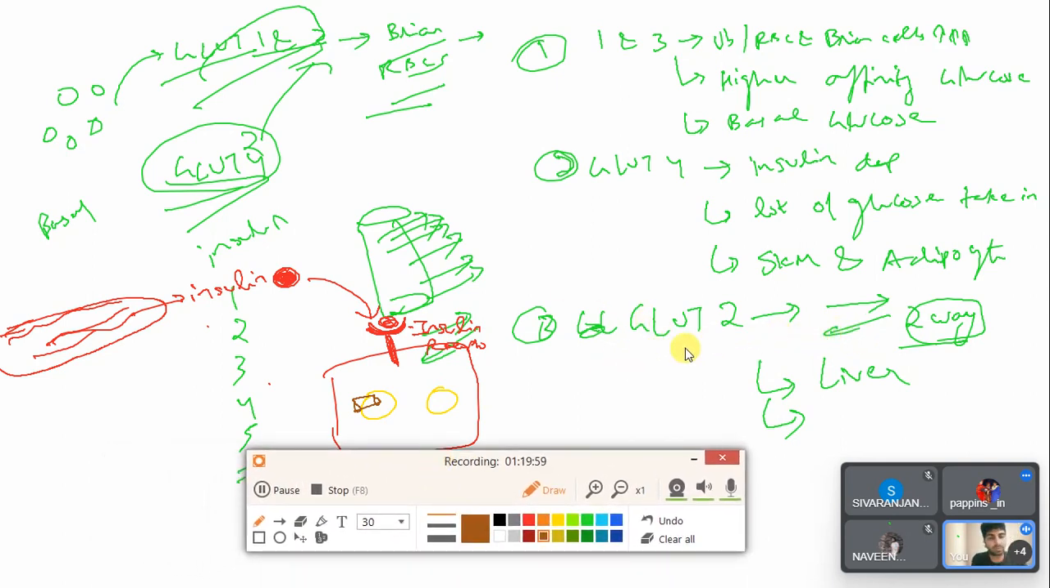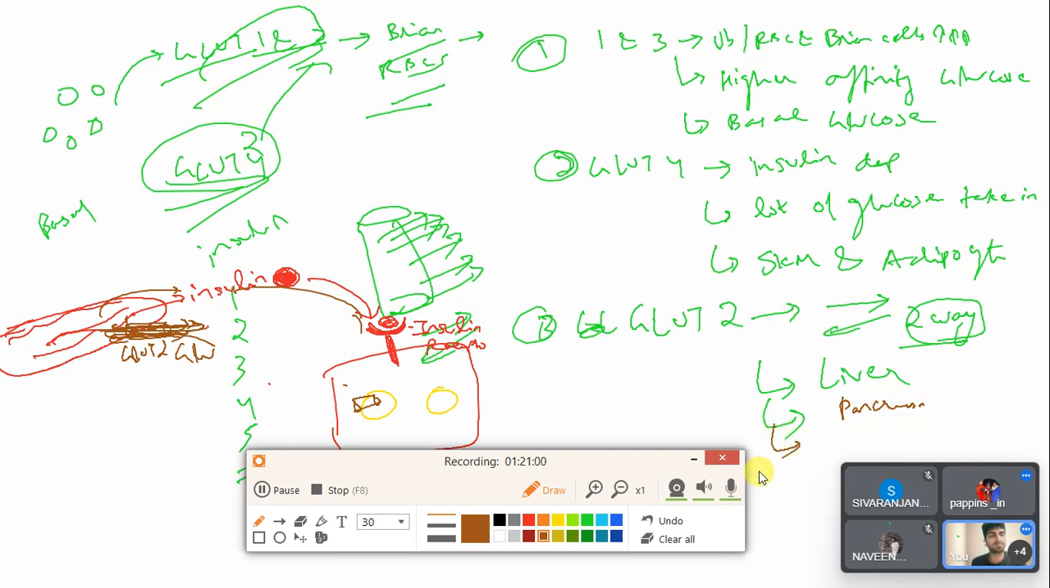GLUT2 is basically a two-way transporter. First organ is the liver. Second is the pancreas. The pancreas has two-way glucose transport so that it can easily sense. As I told you, the pancreas senses the glucose change, and only then will it release the insulin. In order to sense glucose, it has to take it in, so this will go in. This here is GLUT2, and some amount of glucose is also released by the pancreas. That's why it's two-way. If there is a change in the glucose, it will go inside the pancreas and it will come out. When this is sensed, the insulin is released, and then GLUT4 gets activated. So the second thing is the pancreas.